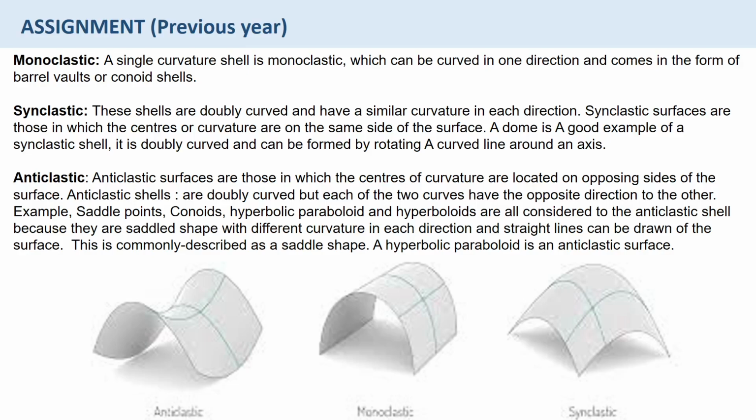So in monoclastic there is only one curvature, and in synclastic there are two curvatures, but the center of both the curvatures is in the same direction. And in anticlastic there are two curvatures, but the center of both the curvatures is in opposite directions, which makes this anticlastic curvature look like a saddle shape.